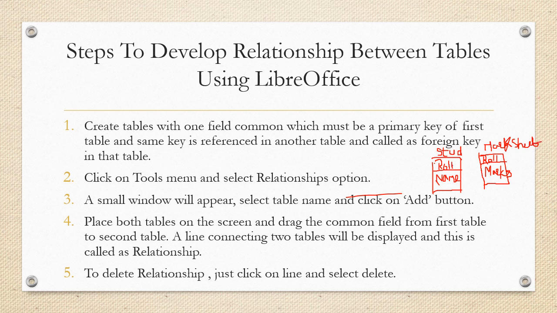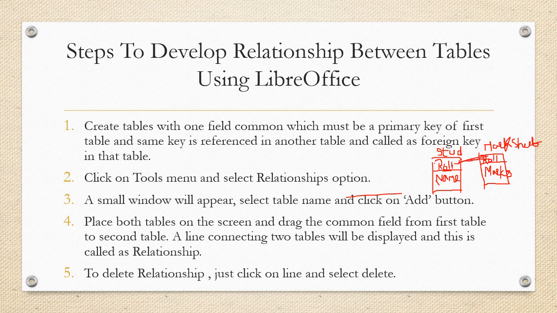Okay, now these two tables are placed on your screen. Then what do you have to do? Common field. The common field is roll number. You have roll number and roll number. So you have to drag from here till here. Okay, you drag the line from here to here like this.